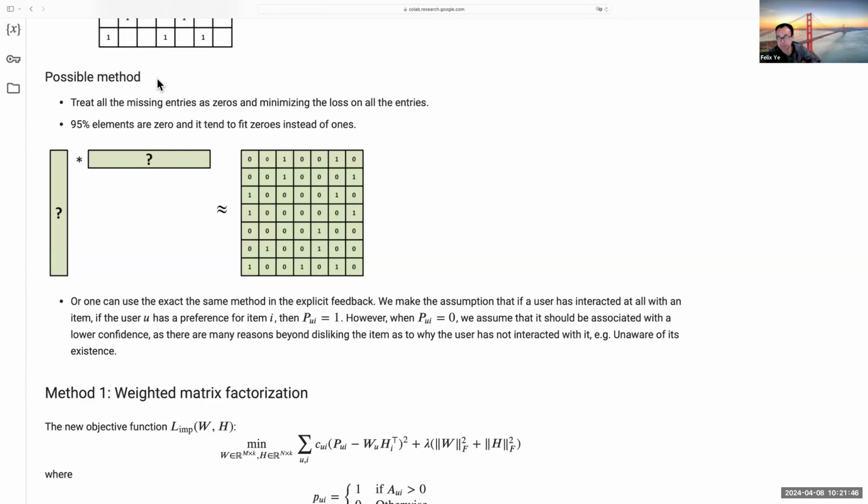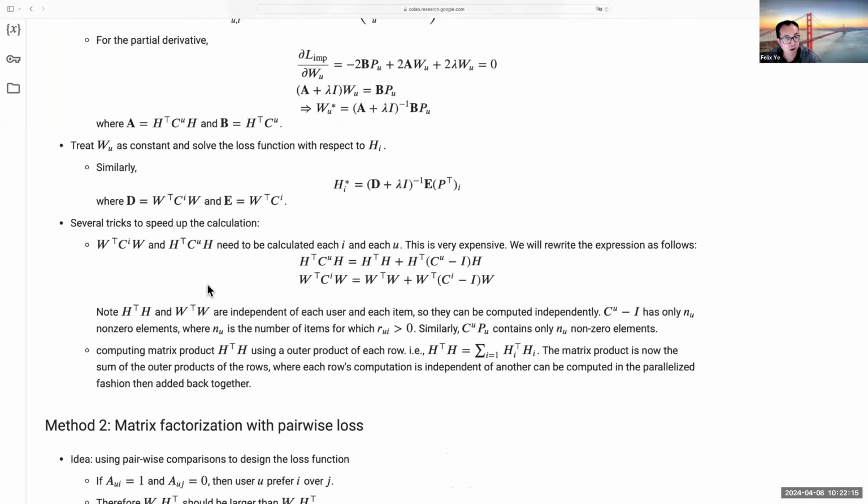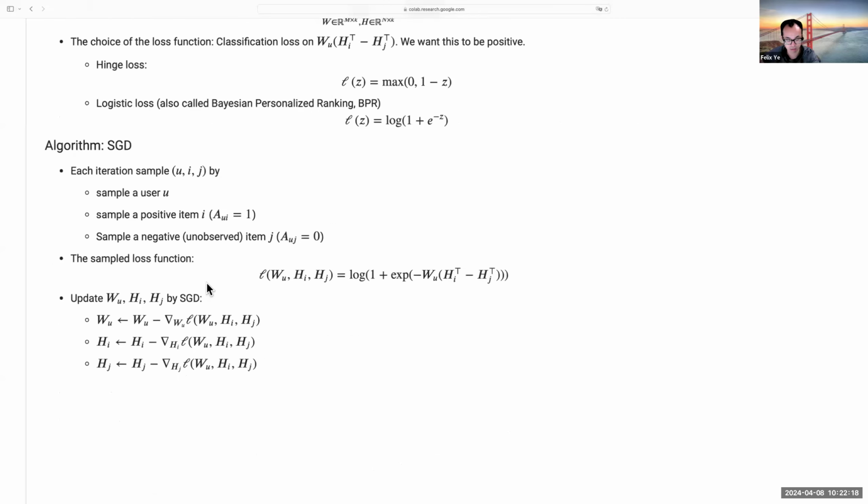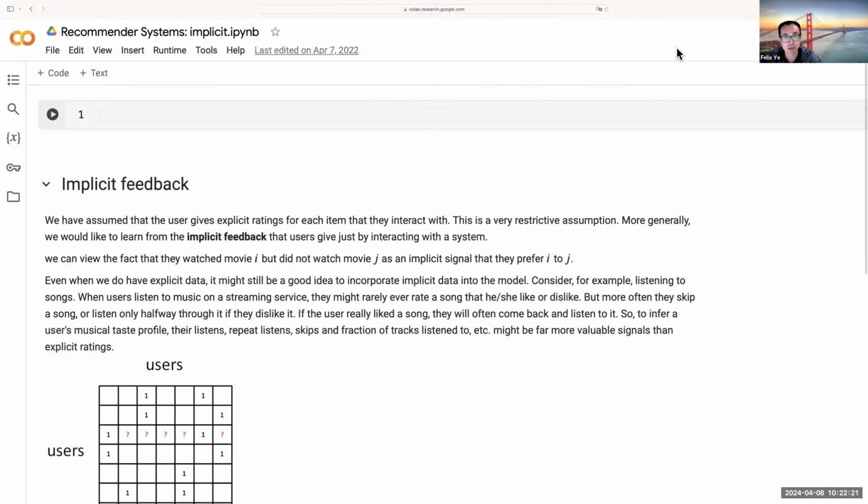Another possible reason is I'm completely unaware of it, which is very, very common because there are so many millions of songs and millions of movies. Why should I watch or listen to that specific song or movie? So there's no reason, and that means I'm completely unaware of its existence. This is also very common. So I'm going to talk about maybe one or two methods that we'll use, and you can use that in your homeworks.